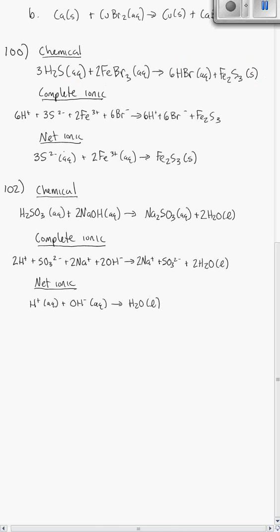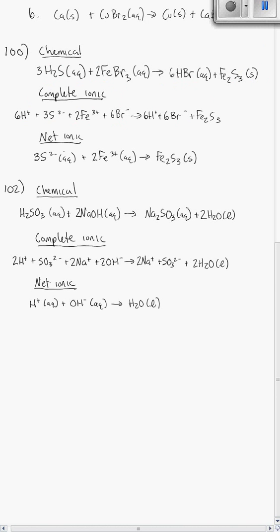So in this instance, our 3 H2S's will break up into 6 H+ and 3 S2-. Our FeBr3 will break up into 2 Fe3+ and 6 Br-. Again, we use these coefficients and we carry them through here. So the 3 carries through to all these H's and S's, the 2 carries through to all the Fe's and the Br's. And on the right side of the equation, this HBr is going to break up into 6 H+ and 6 Br-. The Fe2S3 stays on its own.